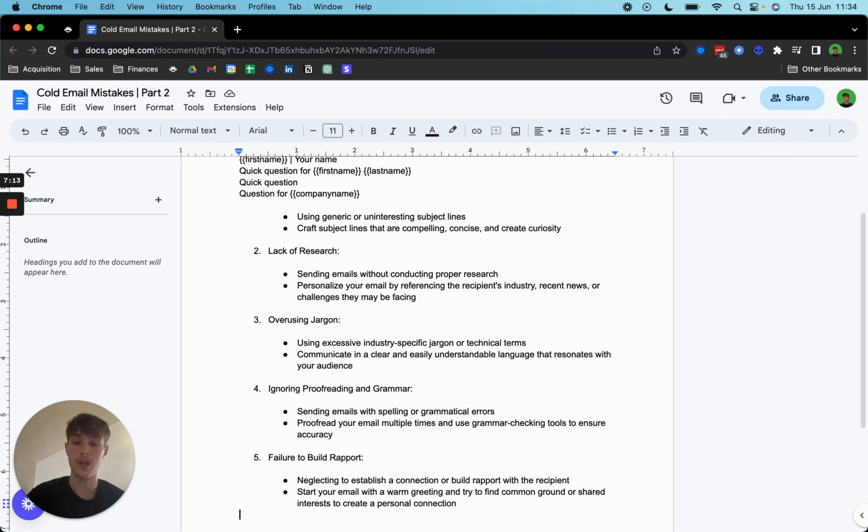So the last mistake I see is failure to build rapport. You've got to think from their perspective. They don't know you unless they've engaged with your content, and the chances of that are very minuscule with how large the B2B market is, or the B2C market, whoever you're targeting in cold email. You have to think you're a completely random person, so why should they trust you?